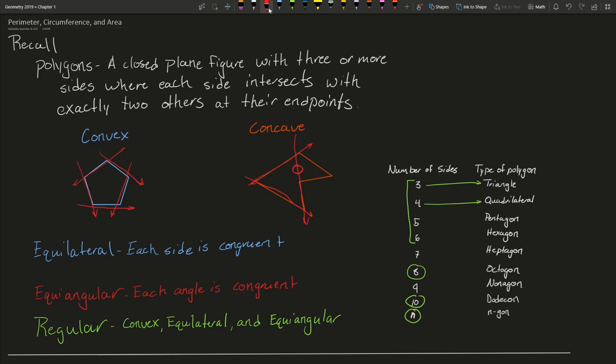So for example, a three-sided polygon is called a triangle, a four-sided polygon is a quadrilateral, and so on. Special emphasis on three-sided, four-sided, five-sided, six-sided, eight-sided, 10-sided, and n-sided polygons. Remember that an n-gon, for example, if we have a 15-sided polygon, that is called a 15-gon.